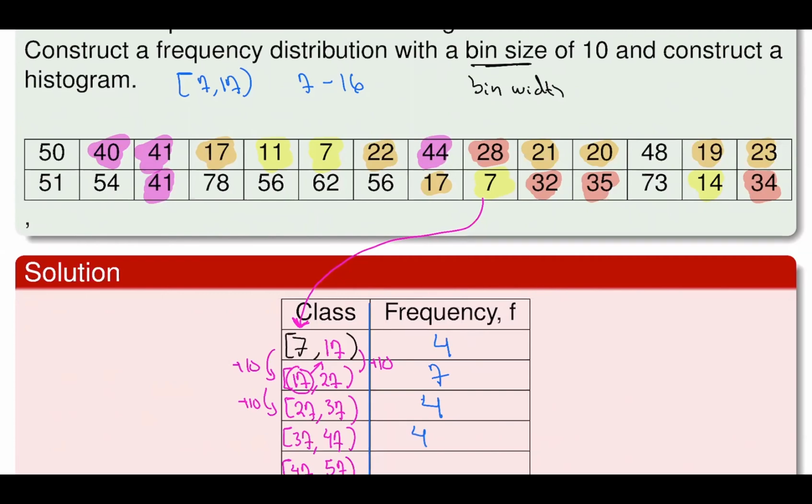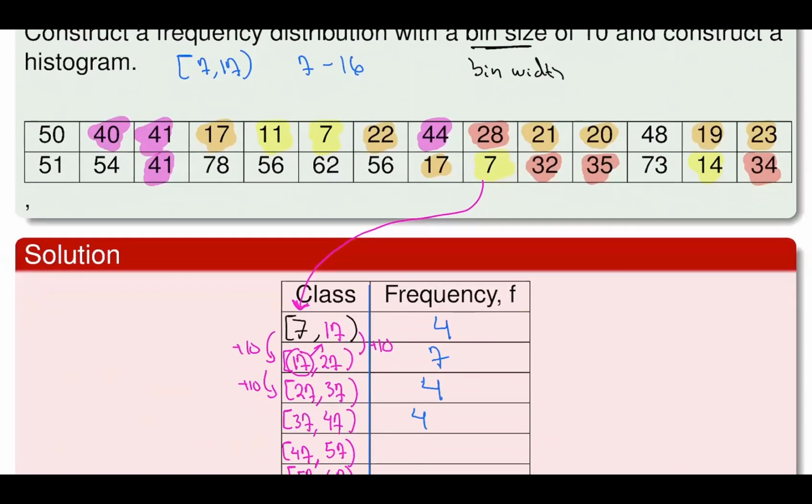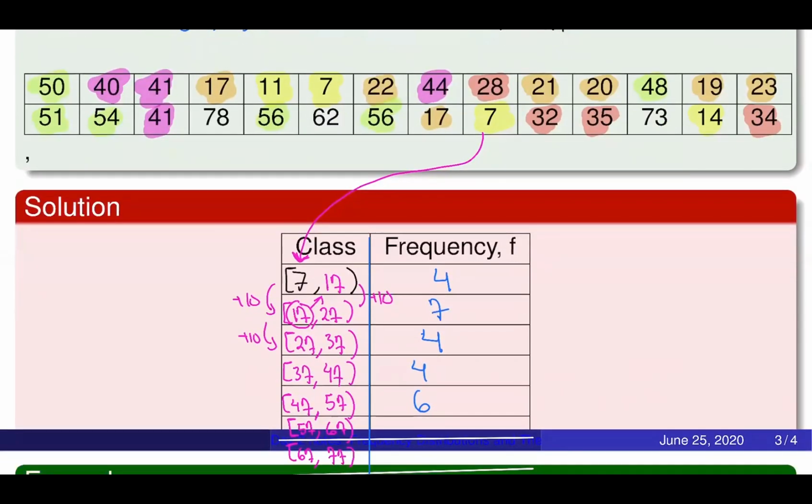All right, so next we're going to look for 47 to 57. So 47 to 57, we have 1, 2, 3, 4, 5, 6. So we put 6. All right. Then we go 57 to 67. Let's do a different color. We'll do purple. So 57 to 67 is 62. And then that's pretty much it. So we put 1 right here.